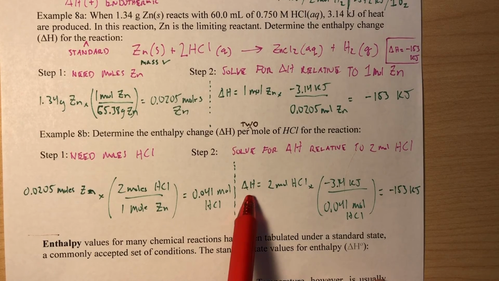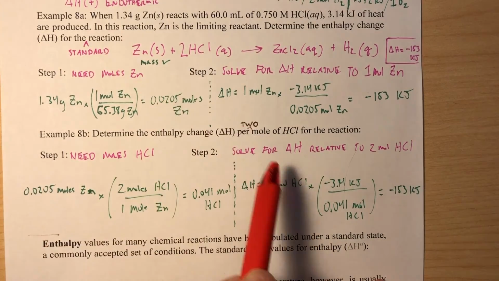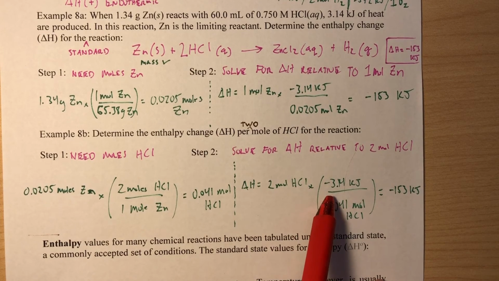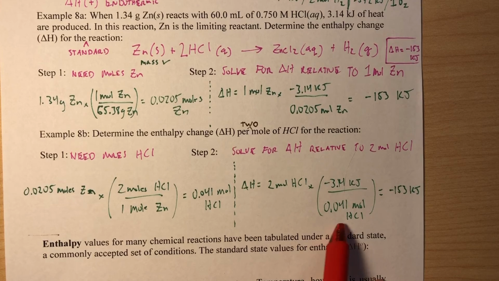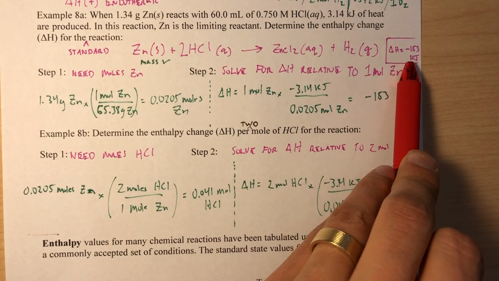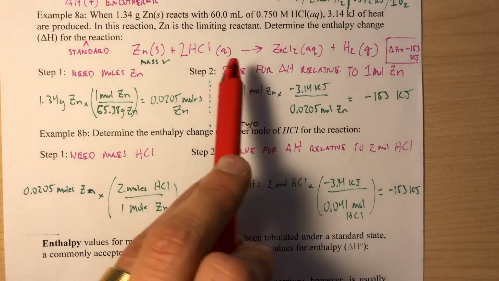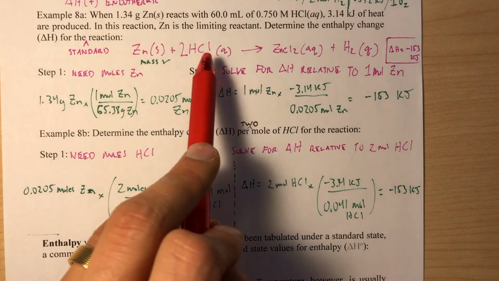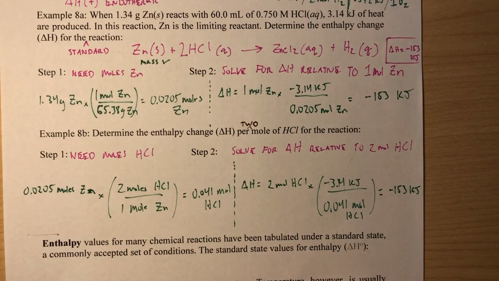So the delta H is going to be equal to 2 moles of hydrochloric acid per the reaction, multiplied by negative 3.14 kilojoules for every 0.041. And that leads us back to, again, negative 153 kilojoules. And that is showing that 153 kilojoules of energy are released for every 1 mole of zinc and for every 2 moles of hydrochloric acid.